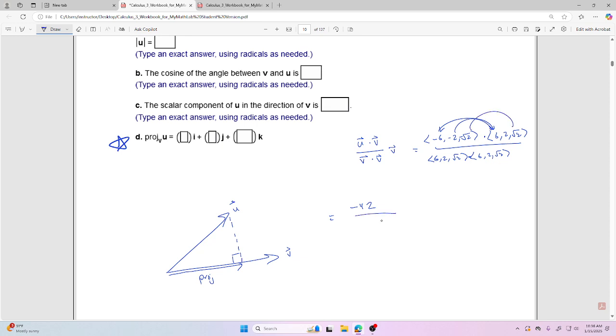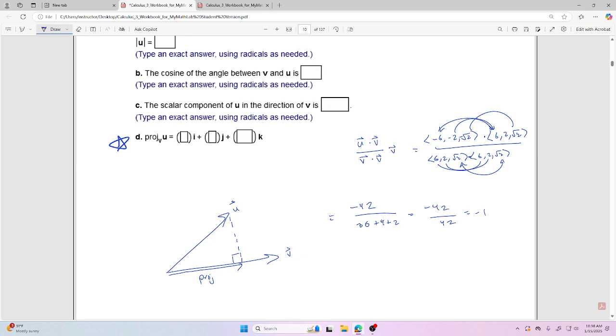Negative 42. And then these guys, if I did v dot v, I think we get just a 42. I'm gonna check it out. So we got 36, 4, and then square root of 2 times square root of 2 is just a 2. Yep. And so I think that's 42, isn't it? Awesome. So we got a negative 1.